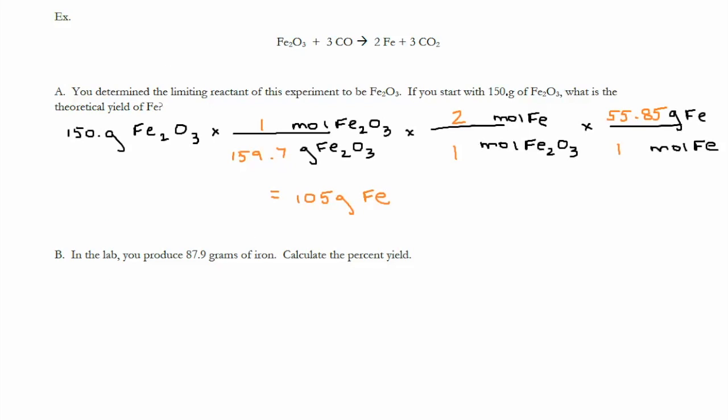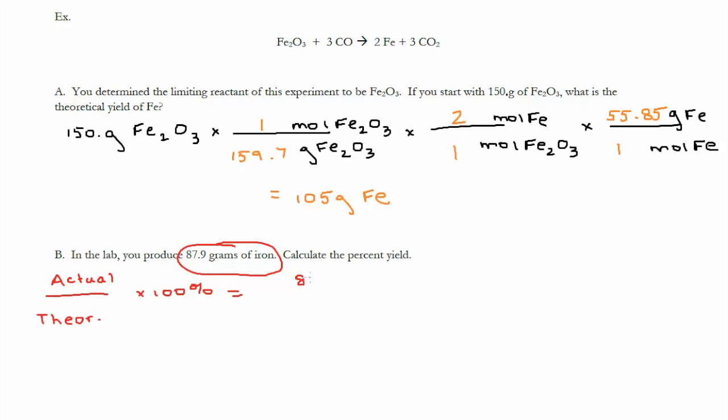Now to calculate my percent yield, I'm going to take my actual yield, what I actually got in the lab, which would have to be given to you, and is given to you right here. I tell you produce 87.9 grams of iron, and you're going to divide that by your theoretical yield, and then you're going to multiply that by 100%. Okay? This value should never be above 100 because that doesn't make sense. Yes, reactions aren't completely efficient, so you're not going to end up with an actual that is equal to theoretical, but actual should not be above your theoretical.